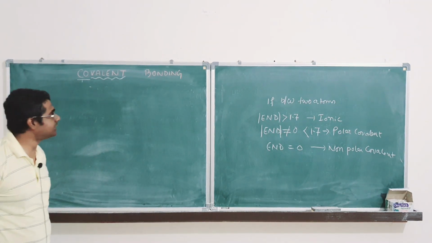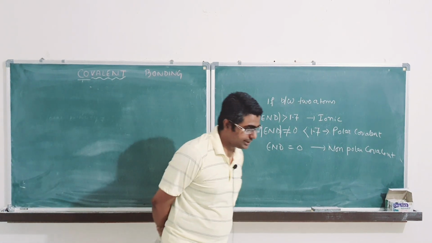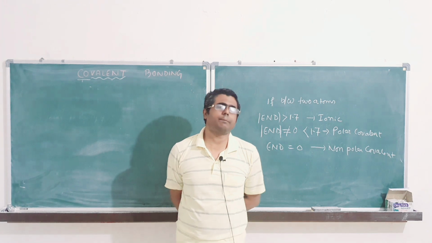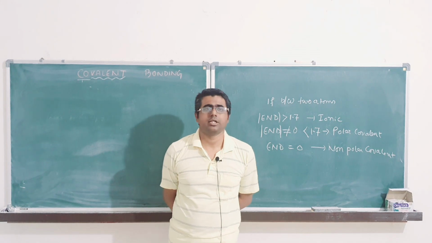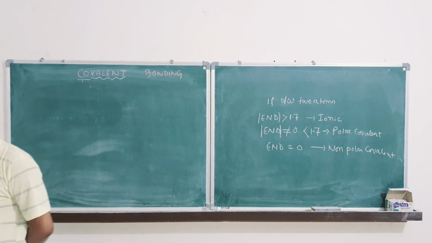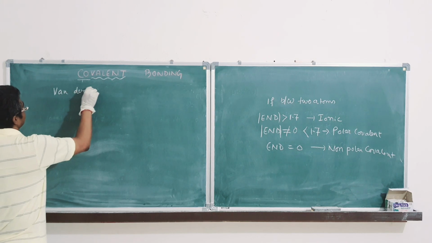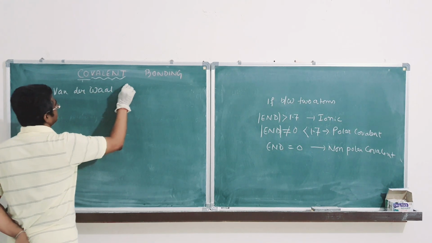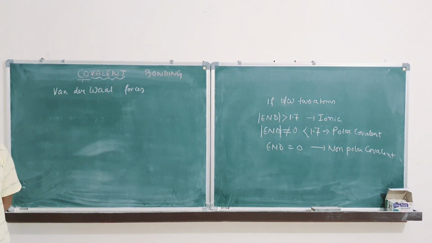Okay. Now characteristics of covalent compounds. Number one is they exist as molecules. Ionic compounds generally exist as ions. Covalent compounds exist as molecules held together by weak van der Waals forces. Clear?